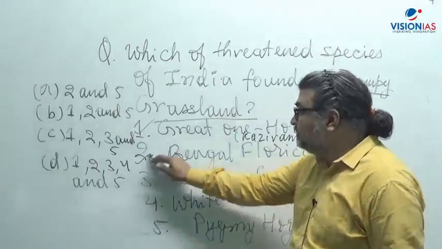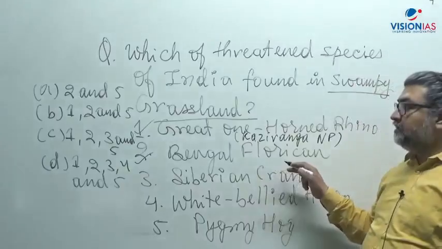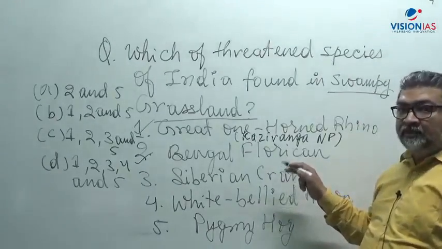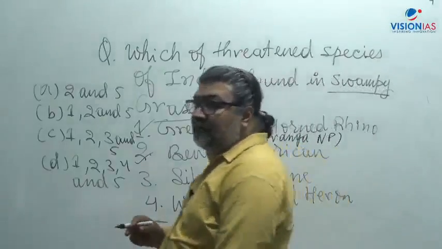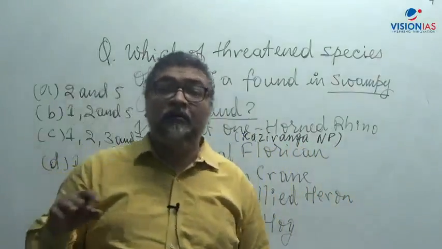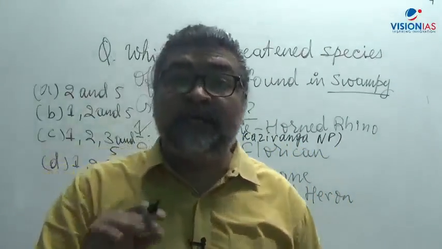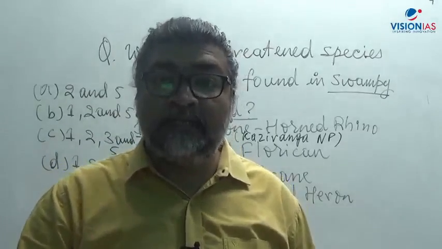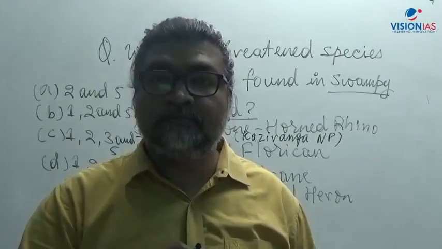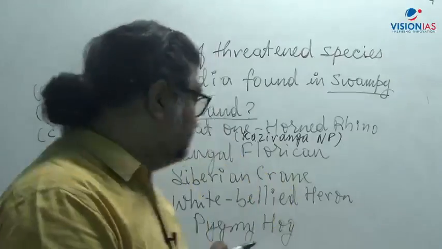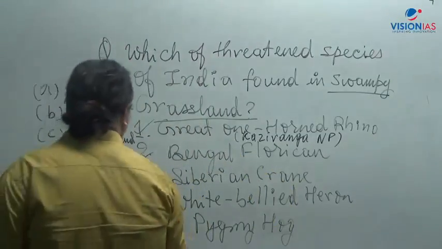Bengal florican again, right? Bengal florican. They prefer the grassland and all this. The Siberian crane, which comes to where? It comes to Keoladeo. Keoladeo is in Bharatpur district of Rajasthan, is a wetland. It is a type of wetland there.